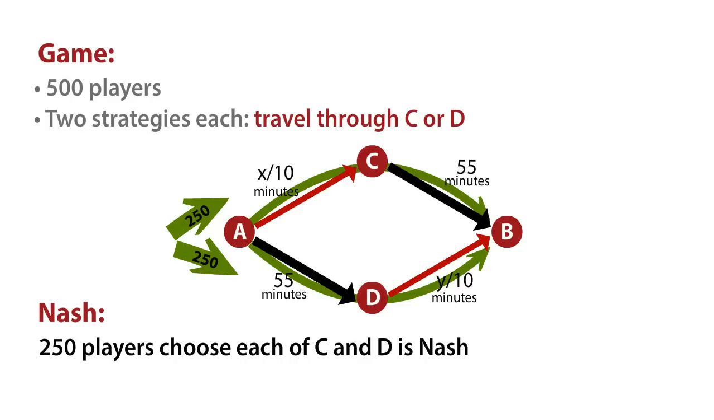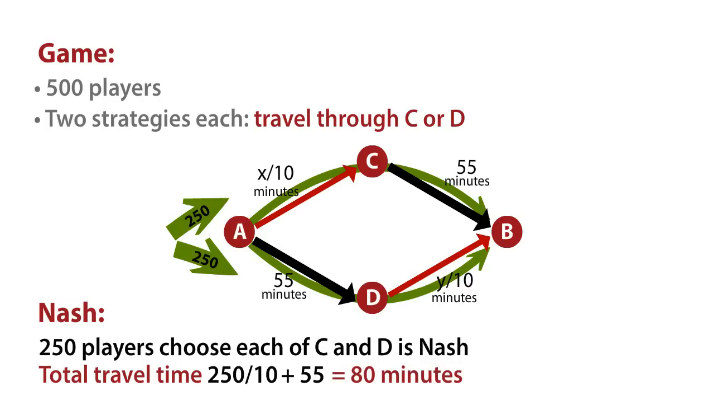This way, both X and Y, the amount of traffic from A to C and the amount of traffic from D to B, becomes 250. So the travel time in both options is 250 over 10. That's 25 minutes for the more congestible road and 55 minutes for the highway, for a total of 80 minutes, much better than if they are following the same path.